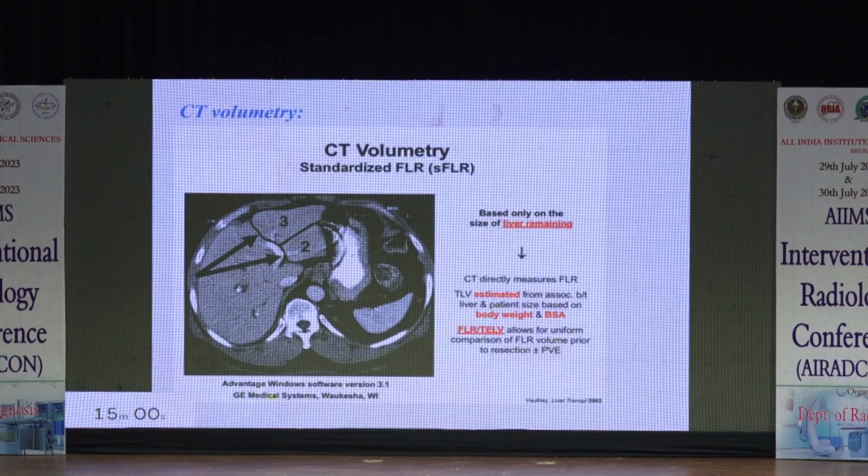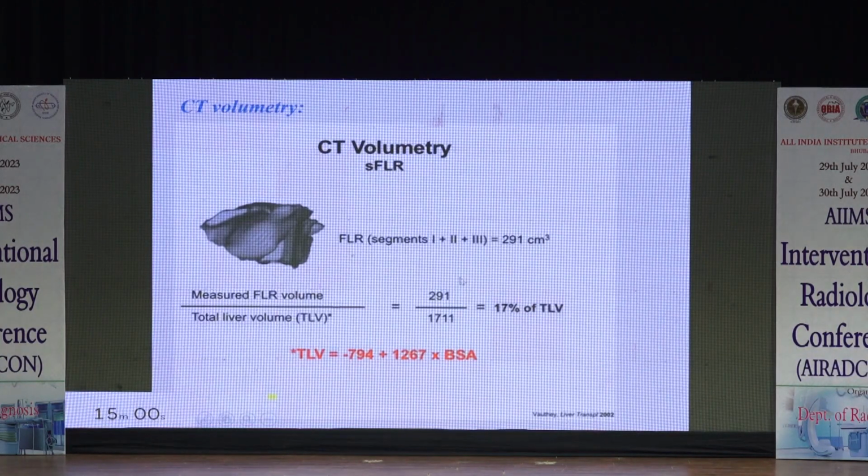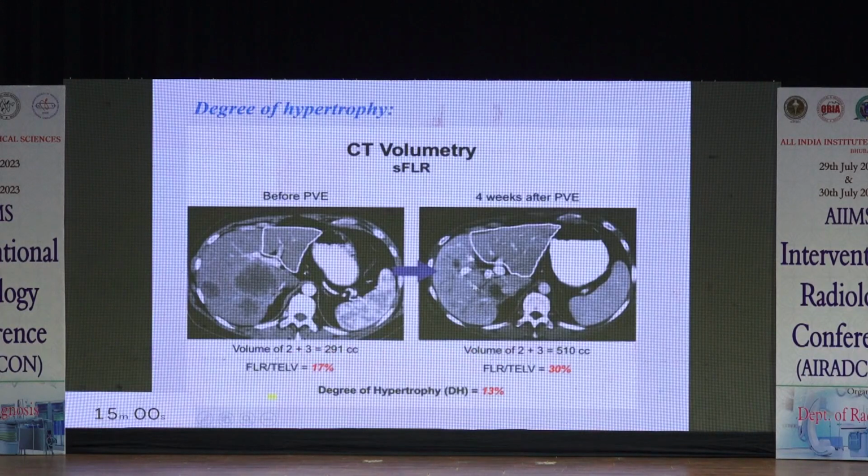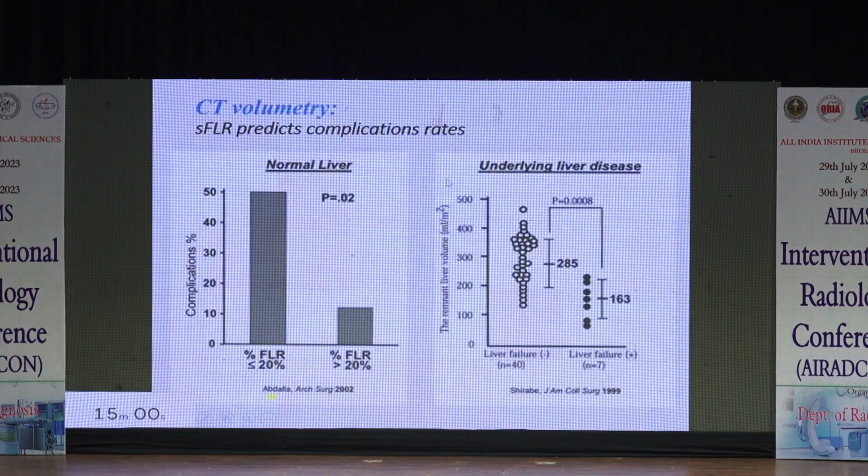So coming to the CT volumetry, as we were discussing earlier, this is how we measure the CT volume. We know what standardized FLR is: you measure the liver remnant volume divided by total liver volume. Then coming to degree of hypertrophy. So what is degree of hypertrophy? It is the volume of the future liver remnant after portal vein embolization minus before embolization. Suppose the sFLR is 30% after embolization, and prior it is 17%, so the degree of hypertrophy is 13%. The degree of hypertrophy is a better predictor than standardized FLR for predicting the complication rates.